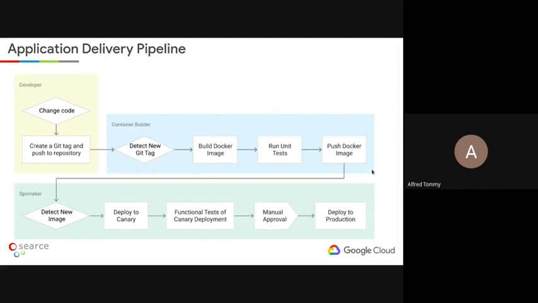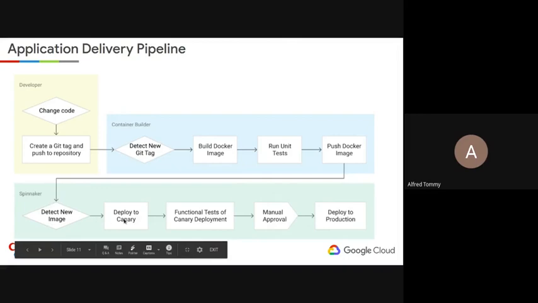Then the CI tool starts taking a little bit of responsibility. It realizes that there is a new Git tag that has been pushed to the repository, so it triggers the container builder, which is in this case the CI tool. It would detect the tag. It would build the Docker image based on the manifest files and the application files available in the repository. It would run some unit testing, and then it would push the image to a container registry or container repository. Once the image is there in the container registry, our CD tool, which in this case is Spinnaker, would detect that a new image with a certain tag has been uploaded to the repository, post which it goes ahead and deploys that image to Canary or to staging.